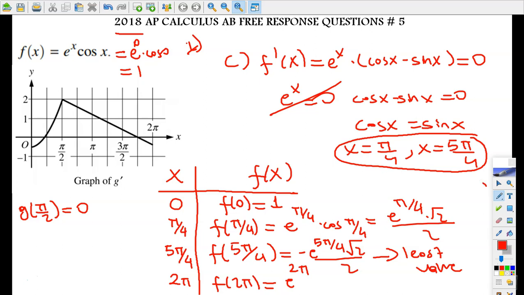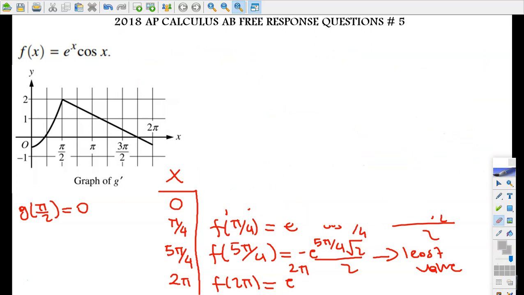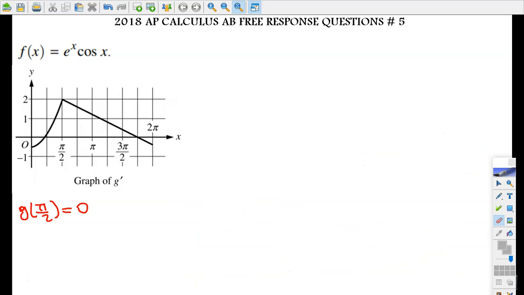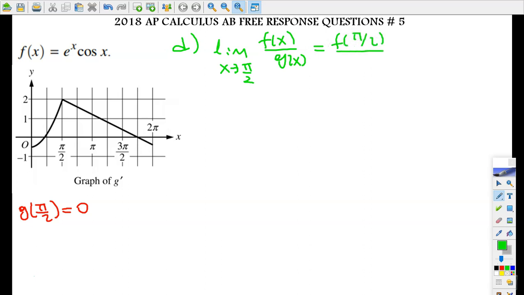Okay, let me clean up the board first. Okay, part D. So, limit as x approaches pi over 2 of f of x over g of x. If I substitute pi over 2, we get f of pi over 2 over g of pi over 2. So we know that g of pi over 2 is equal to 0.